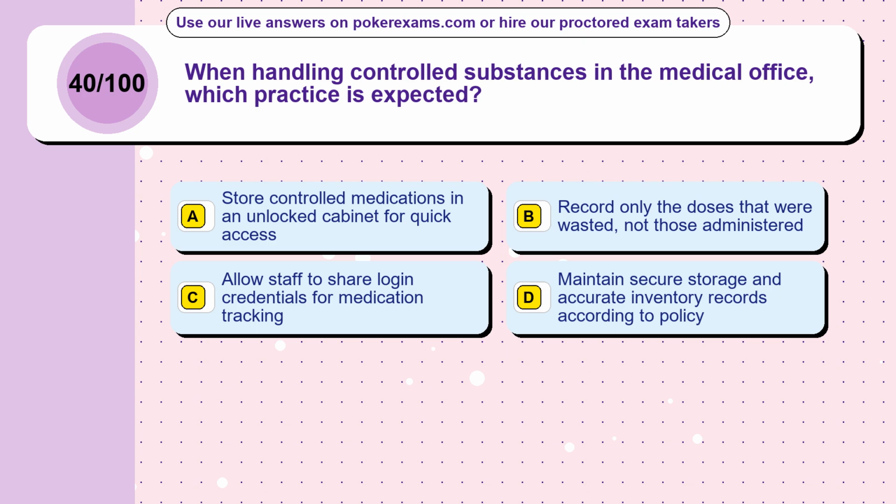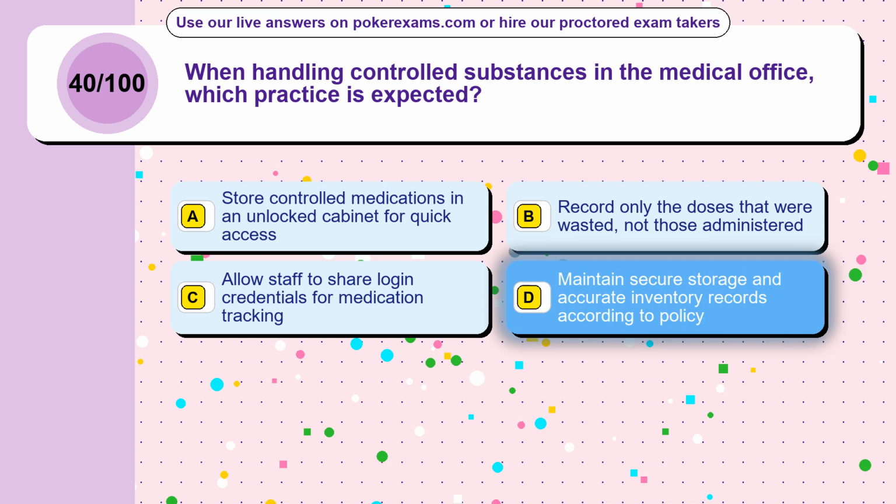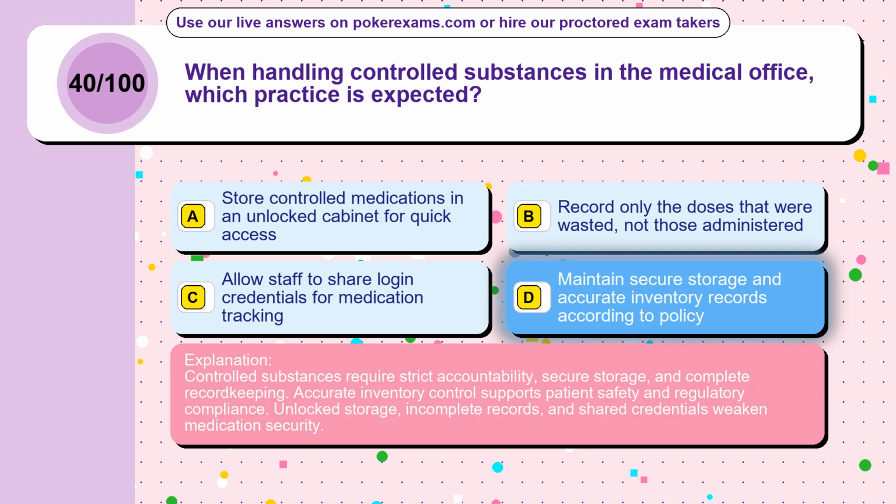Maintain secure storage and accurate inventory records according to policy. The correct answer is option D. Maintain secure storage and accurate inventory records according to policy. Controlled substances require strict accountability, secure storage, and complete record keeping. Accurate inventory control supports patient safety and regulatory compliance. Unlocked storage, incomplete records, and shared credentials weaken medication security.